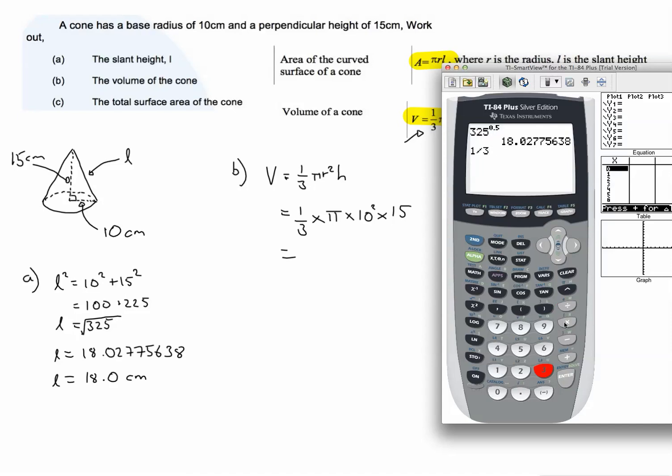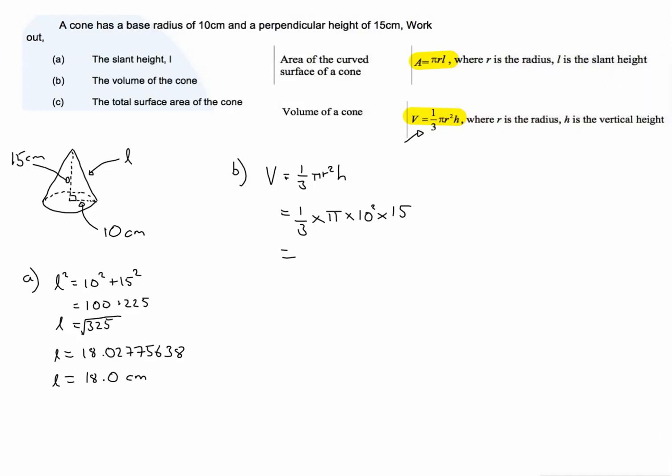So again, back to my calculator, I can put all of that in one go. 1 divided by 3 times pi times 10 to the power of 2, or I can use my squared button there, times 15, and all of that in one go, and I've got this answer there, 1570.796327. And again, I'm going to suggest that you write down the whole answer on the calculator display, 1570.796327, which then rounds to three significant figures as 1570. And again, to be consistent with the units, make sure I include centimeters cubed.